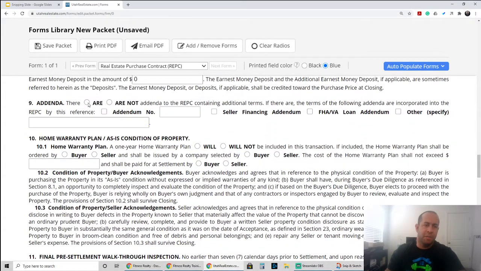All right, most likely you're going to have some type of addendums or addenda. There are very few contracts that are just the 6-page REPC. It's pretty rare to have it that way, but it does happen. But typically you do have some addenda to attach. So just mark which addenda you're using, type it in, make sure it's all accurate.